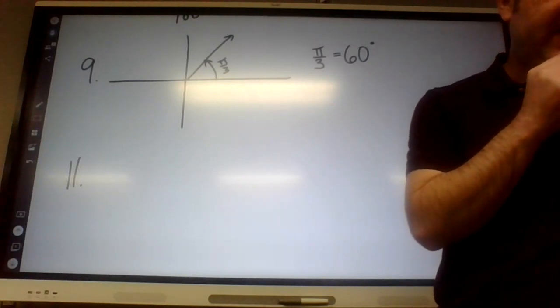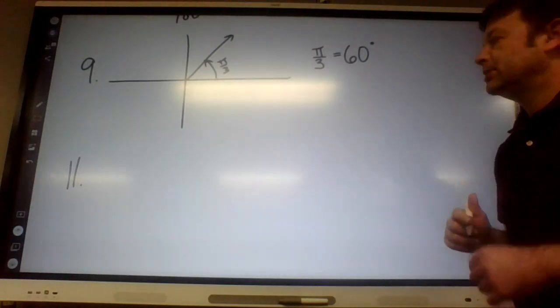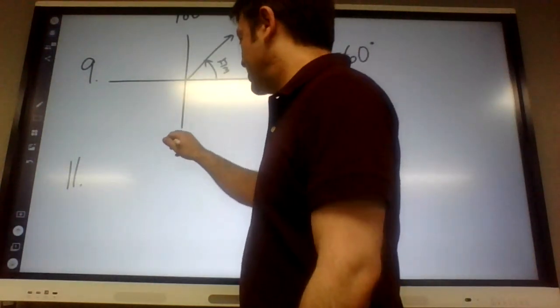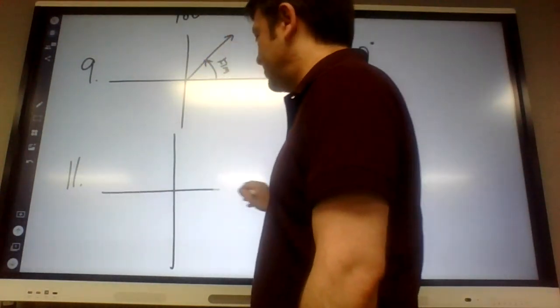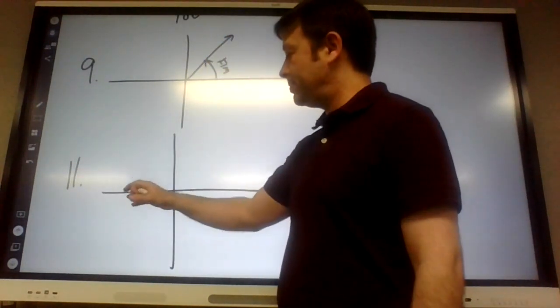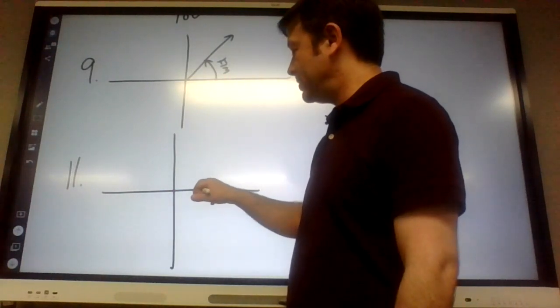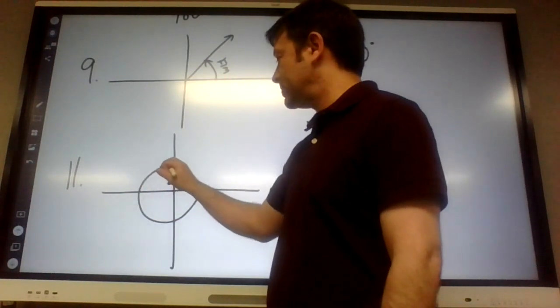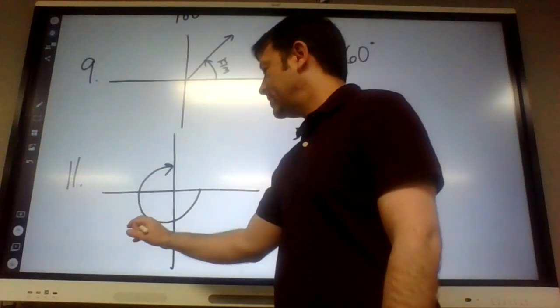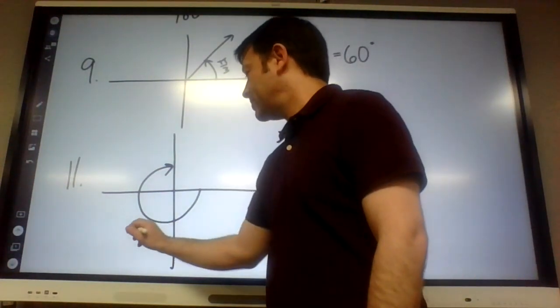Where is negative 3 pi over 2? You might recall, maybe not, that 3 pi over 2 was the same as 270, like 3/4 of a turn. So if we're going in the negative direction, it actually looks like that. Negative 3 pi over 2.